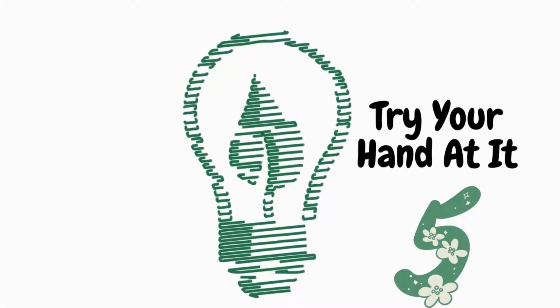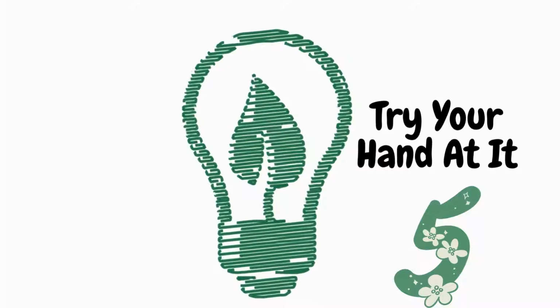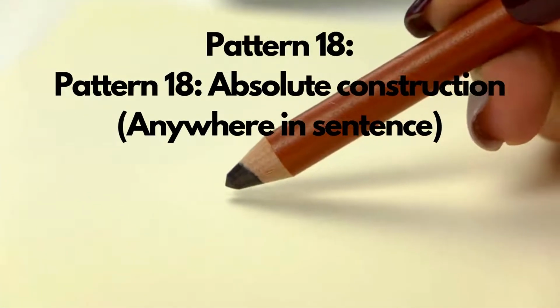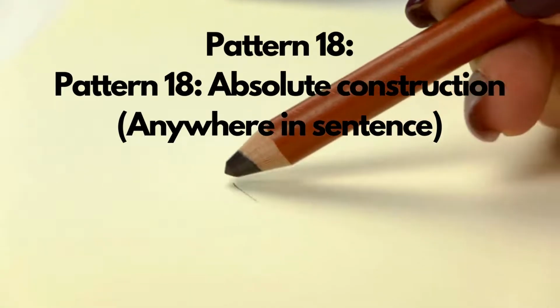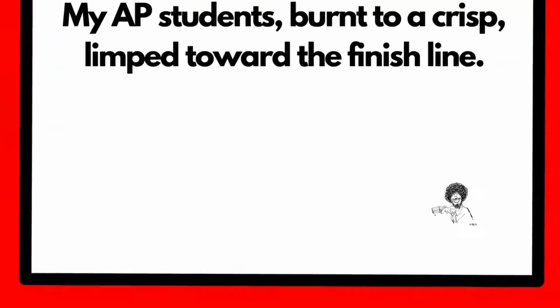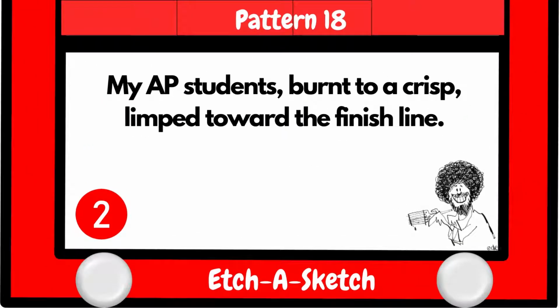And then there's pattern 18, which is an absolute construction. And you can put that anywhere in the sentence. And I'll just give you a flavor of it. So number 1 says, the New York Knicks, if fate wills it, will win the NBA title this year, right? So that, in between the commas is where you place the absolute construction. And I'll just show it one more time. I always lie. I say I'm going to show you once, but I show you twice.